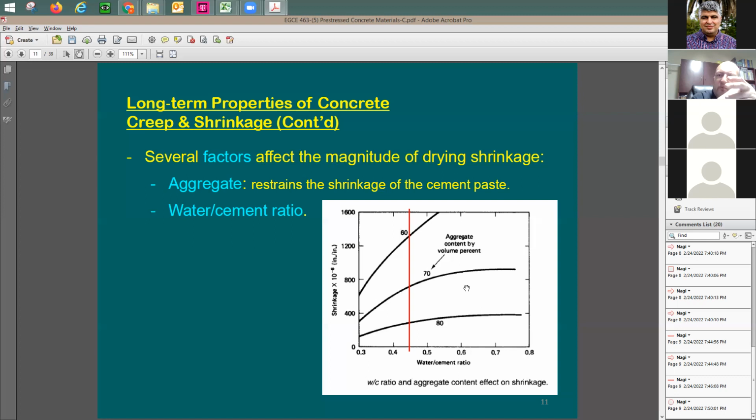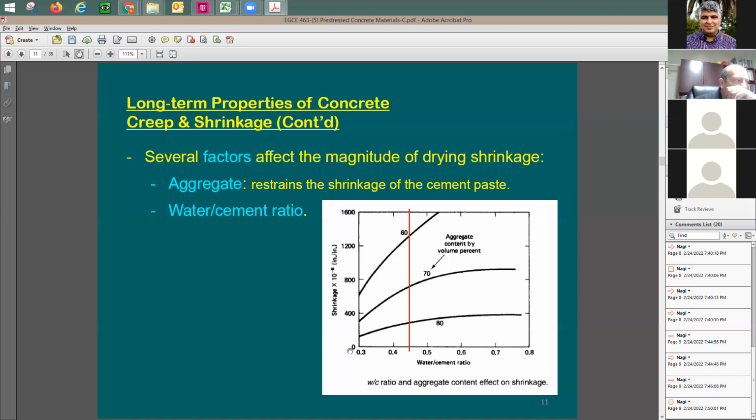When you have lots of aggregate, what do you expect? Would you have more shrinkage or less shrinkage? Don't forget, I'm talking here about cement and aggregate. You put them in a mix, you get concrete. The cement is a material that wants to shrink, and the aggregate is resisting this shrinkage. So when you put more aggregate, by volume or by weight, you're going to reduce this shrinkage.